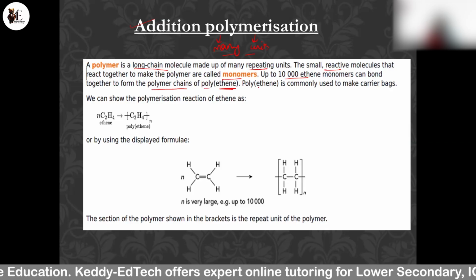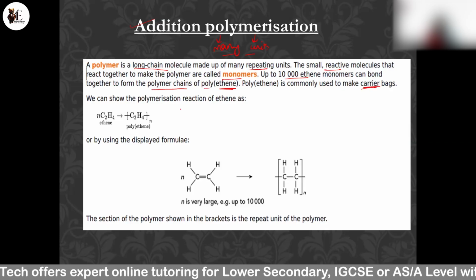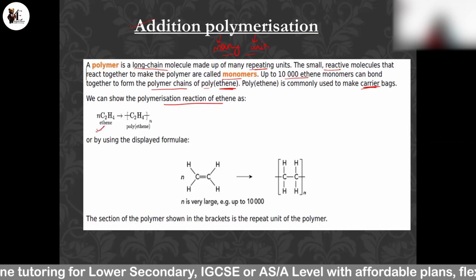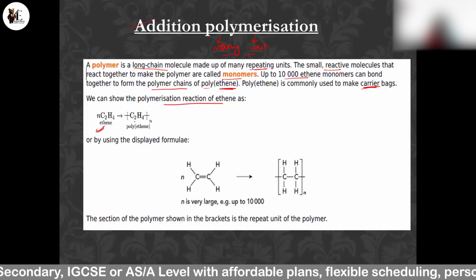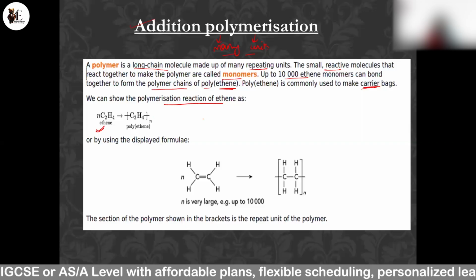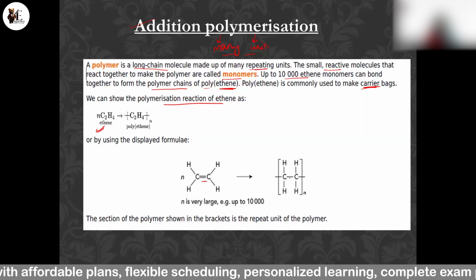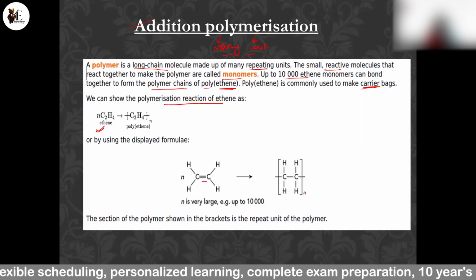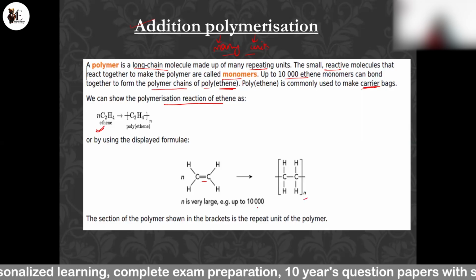Polyethene, which we use to make carrier bags. How is it made? It is made by the polymerization reaction of ethene. So this is ethene. N molecules of ethene polymerize, and we have polyethene. What you have to do here is just remove this double bond, convert your double bond into a single bond, put a bracket here, and write N. N means it is very large, up to 10,000.